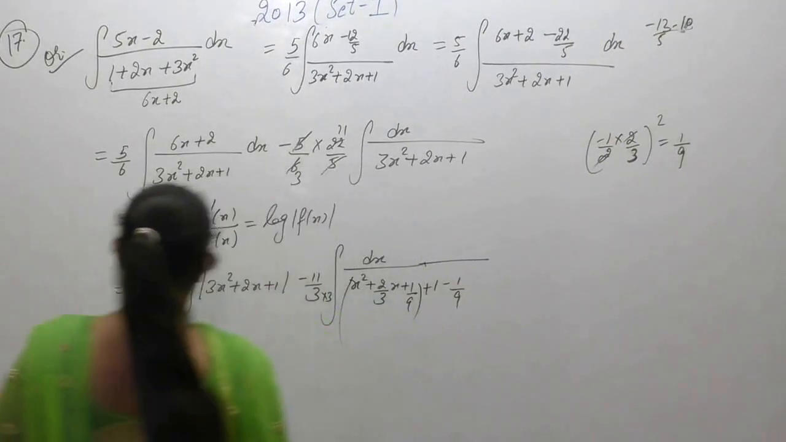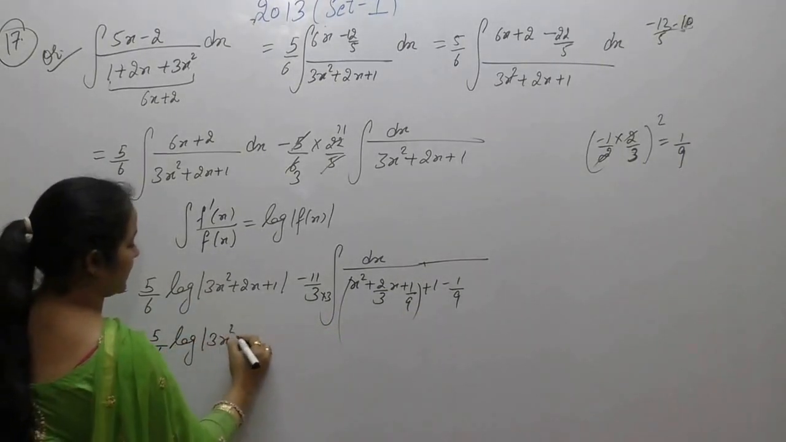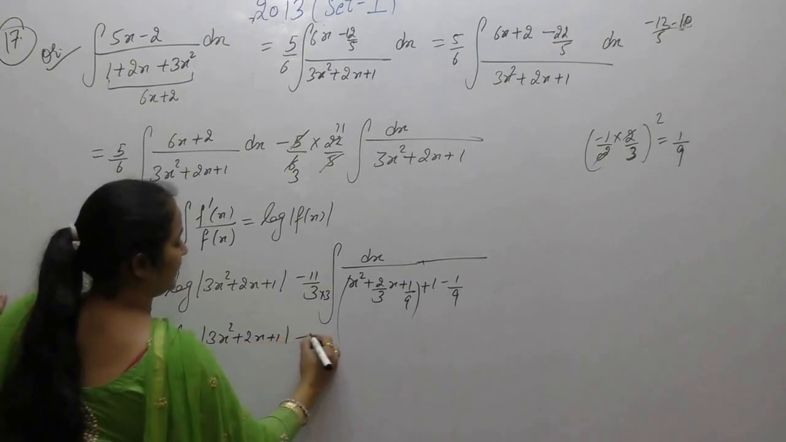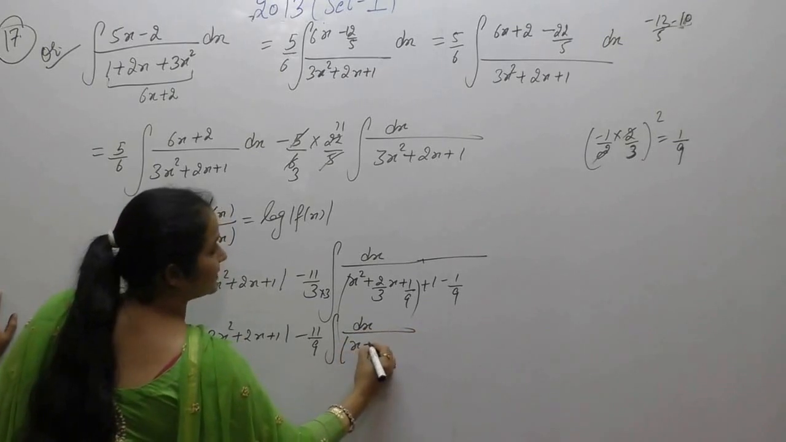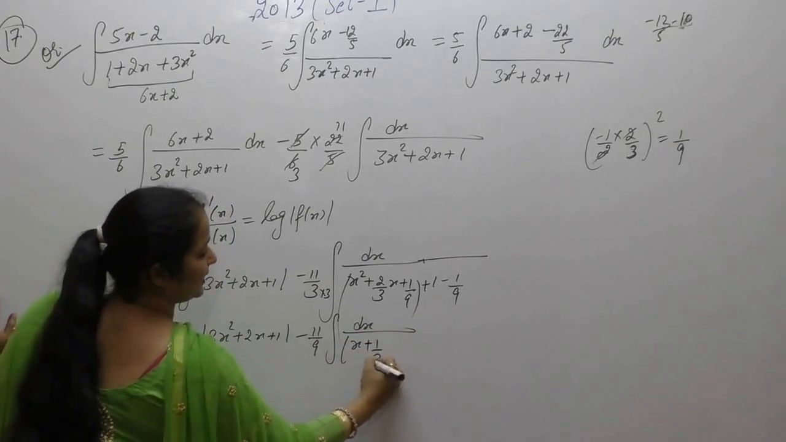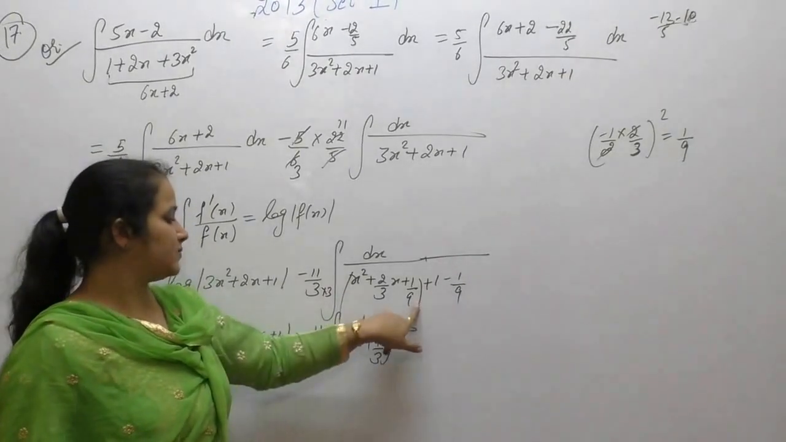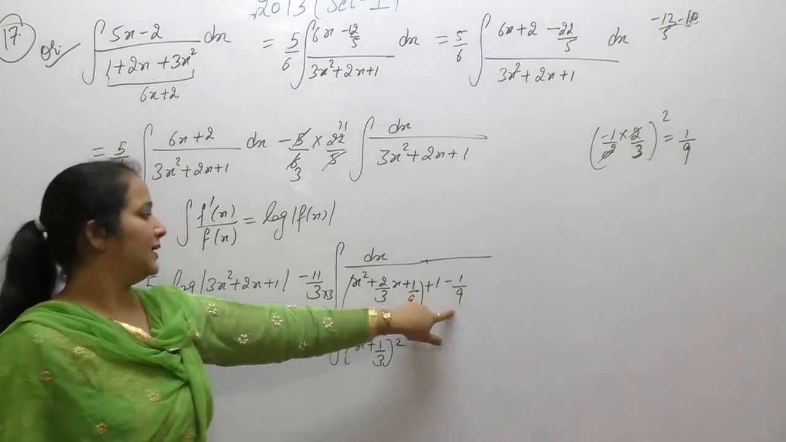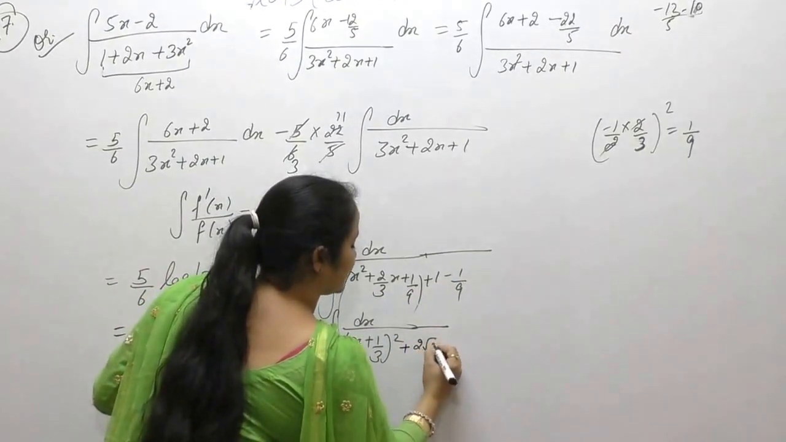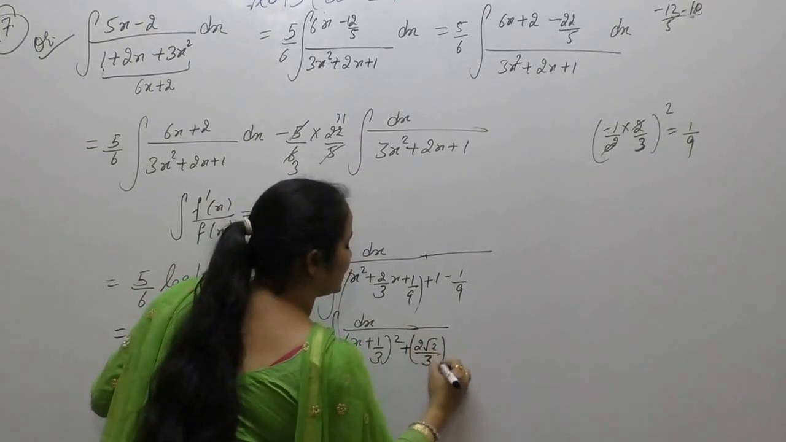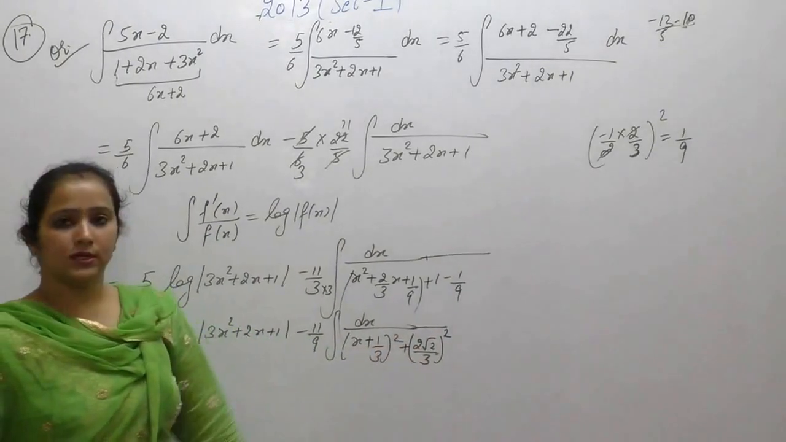Now in the next step, 5 by 6 log of 3x square plus 2x plus 1 minus 11 by 9 dx upon (x plus 1 by 3) whole square. Once you open it, you can see a square plus b square plus 2ab. 9 minus 1, 8 by 9. We can write 8 as 2 root 2 whole square, 9 as 3 square. Is it clear? 2 root 2 square.